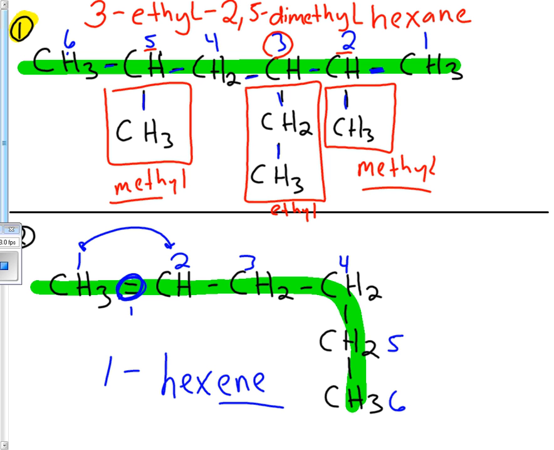So again, we went through, we counted 1, 2, 3, 4, 5, 6. That's where we got our hex from. We found a double bond in there, so we put the ENE ending, and we had to give it an address. It was the first bond, so that's where we got the 1 from.